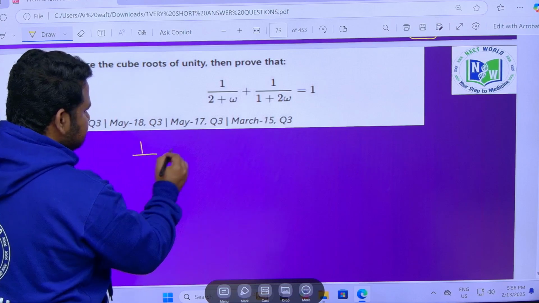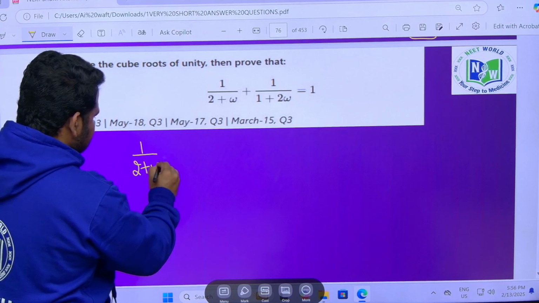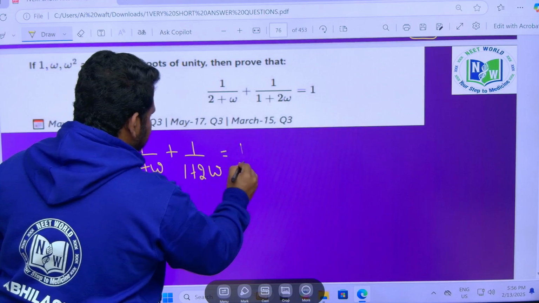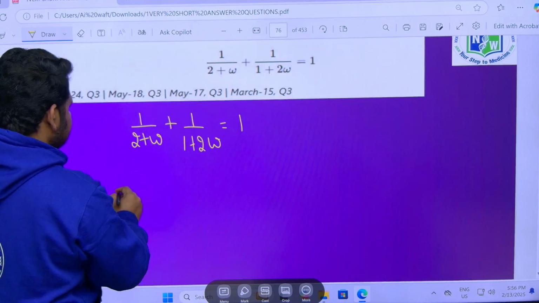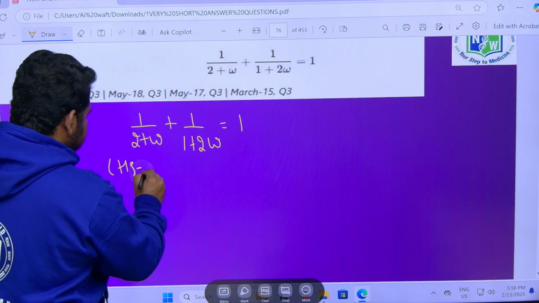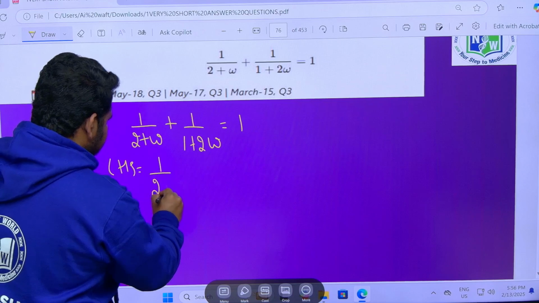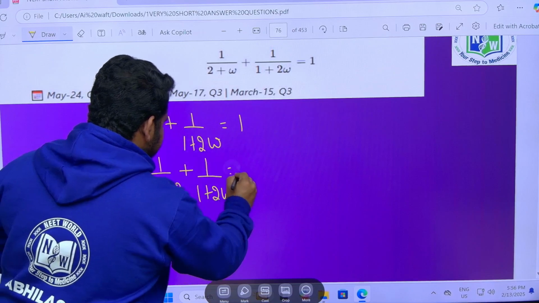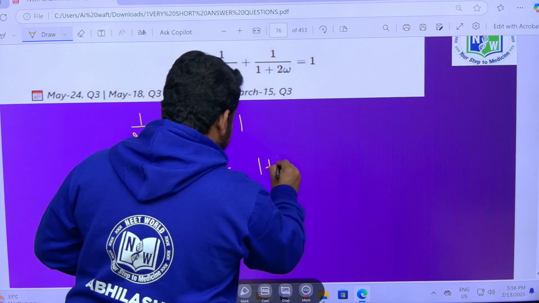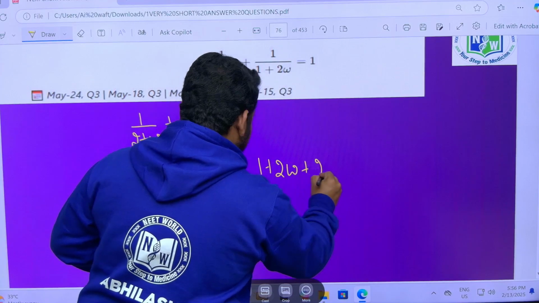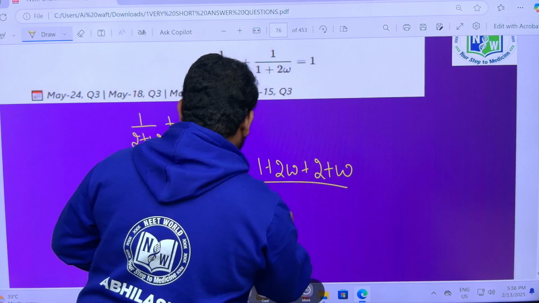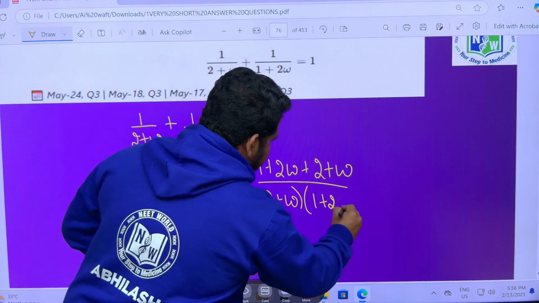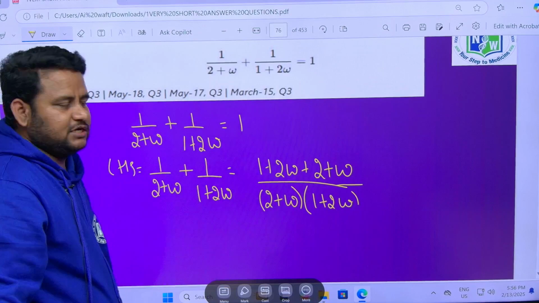Let us take LHS. We have to prove that 1 by 2 plus omega plus 1 by 1 plus 2 omega is equal to 1. So LHS is equal to 1 by 2 plus omega plus 1 by 1 plus 2 omega. If you take the LCM here, this will become 1 plus 2 omega plus 2 plus omega, divided by 2 plus omega into 1 plus 2 omega. This is what we get if you take the LCM.